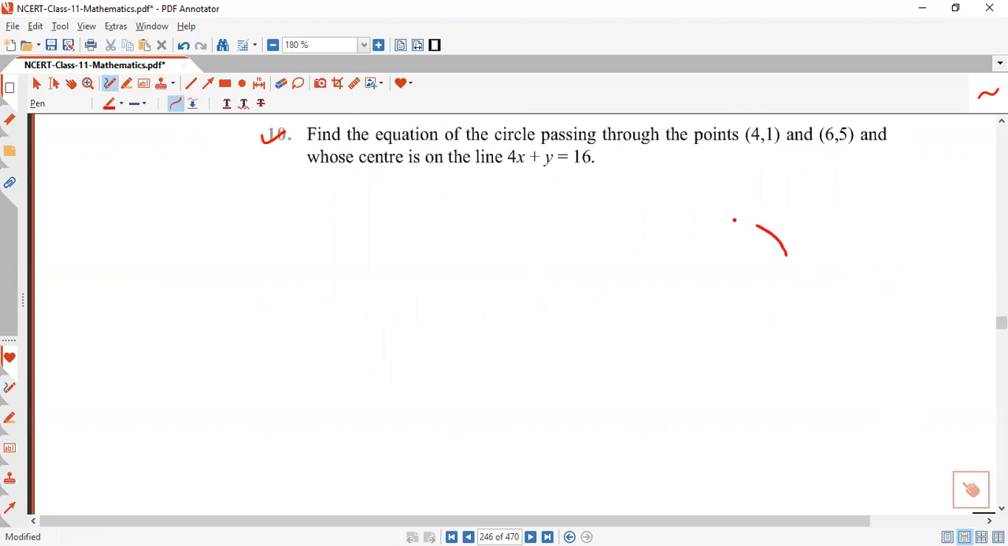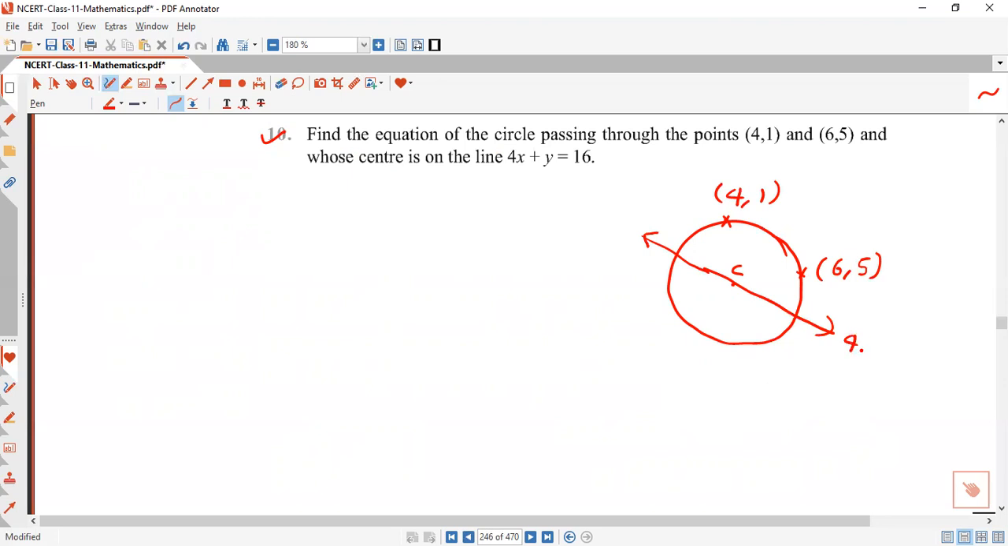Let me explain what the question means. Suppose this is a circle and these 2 points lie on the circle. 4, 1 lies on the circle, like this point, and we have another point 6, 5, which also lies on the circle. And the center is there. We say we have a center C and one line is passing through this center.